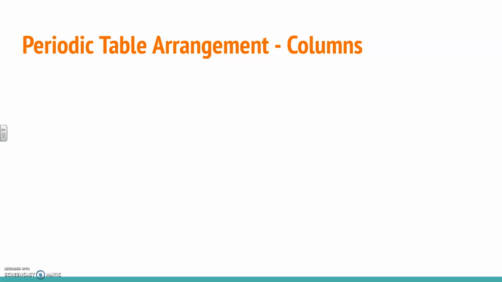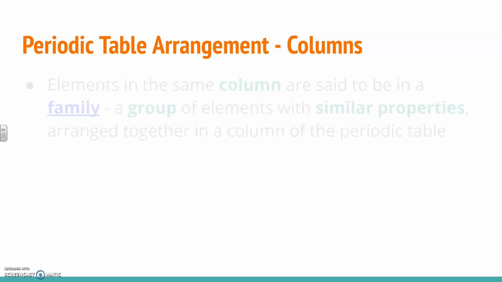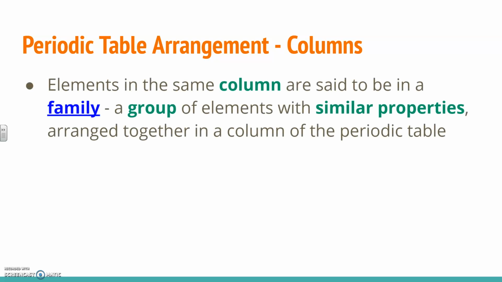And recall that the rows go left to right based on the atomic number, the number of protons. We get more protons as we move to the right. Okay, so now we're moving in columns. Columns go up and down. Okay, so the columns are also known as families, a group of elements with similar properties arranged together in a column of the periodic table.